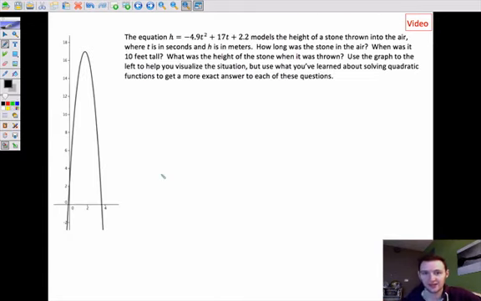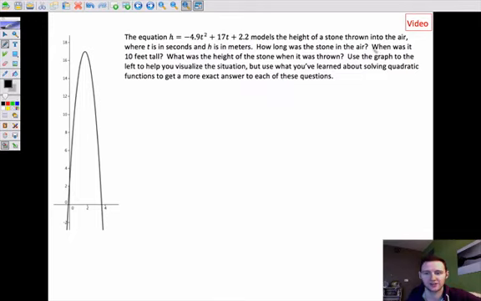In this next one, this is a projectile example. The graph here shows the flight of the stone. The equation h equals negative 4.9 t squared plus 17t plus 2.2 shows the height of the stone over time, where t is in seconds and h is in meters. So as time goes on, this is what the stone does. It goes up into the air, maybe reaches a peak of about 17 meters in the air, and then falls back to the ground.